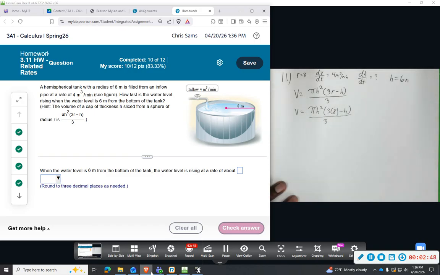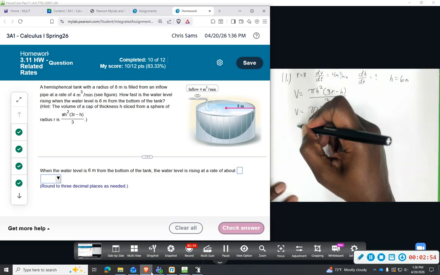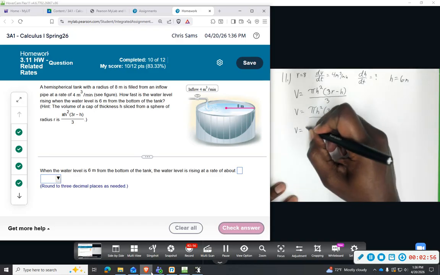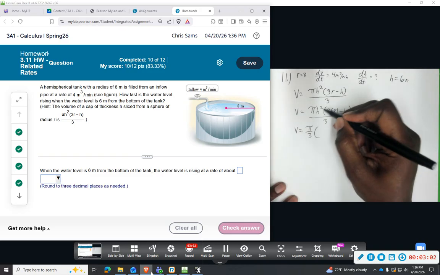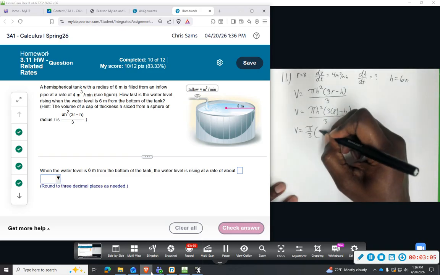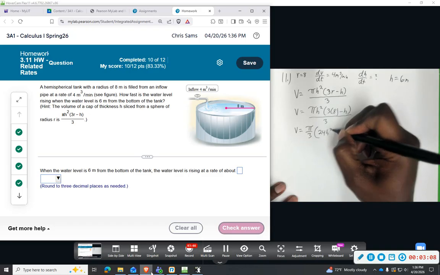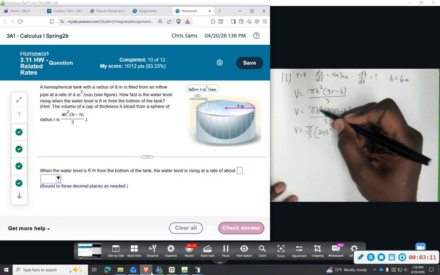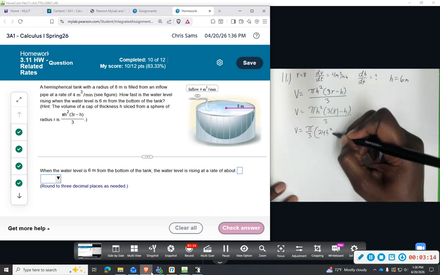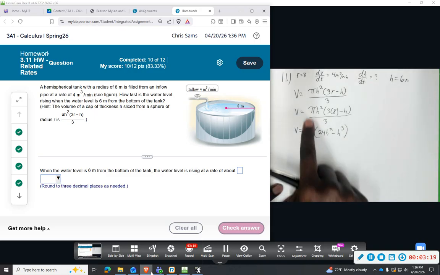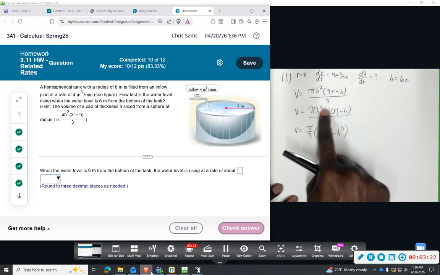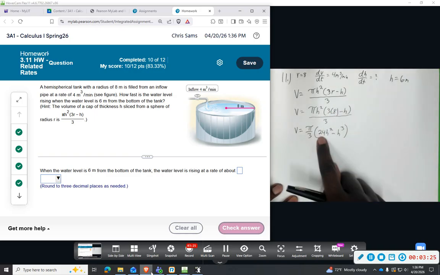And then we're going to distribute on the top to simplify. This pi over 3 is just a constant, so we can pull that out. Volume equals pi over 3 times, and then here we'll have h squared times 24, so we get 24h squared, and then h squared times the negative h will be minus h cubed. We distributed 3 times 8 for our radius, which gives us 24.